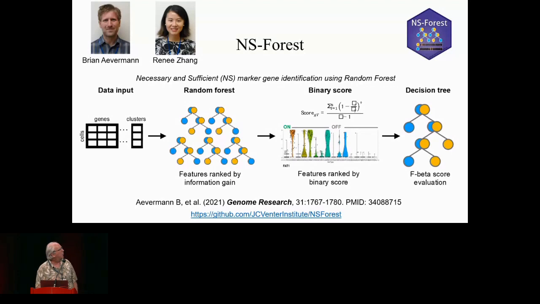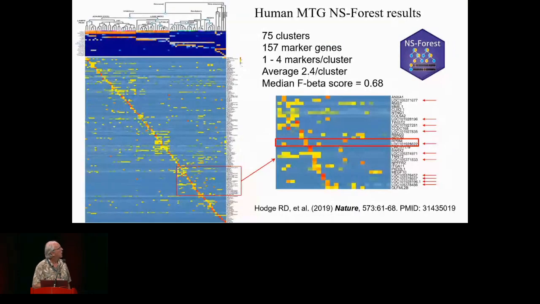Using the F beta score as our measure. On the next slide here you see a heat map of the marker genes that were selected by this algorithm. This is a heat map for each of the 75 cell type clusters from the middle temporal gyrus in the columns, and the rows are the marker genes that come out of the marker genes algorithm. So we need about 150 marker genes in total to distinguish between these 75 different types of cells, somewhere between 1 and 4 marker genes per cluster. This gives us maximum classification accuracy with a median F beta score of about 0.68, which is pretty good.